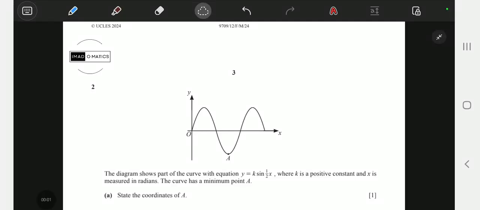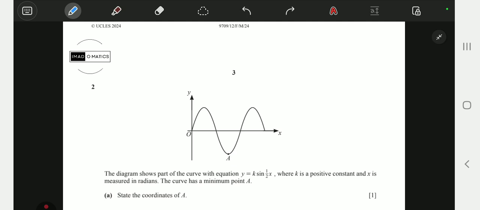Okay, so question 2 of your paper February-March 2024 variant 2 says that the diagram shows the curve with equation y equals k sine of half x, where k is a positive constant and x is measured in radians. The curve has a minimum point at A. State the coordinates of A.